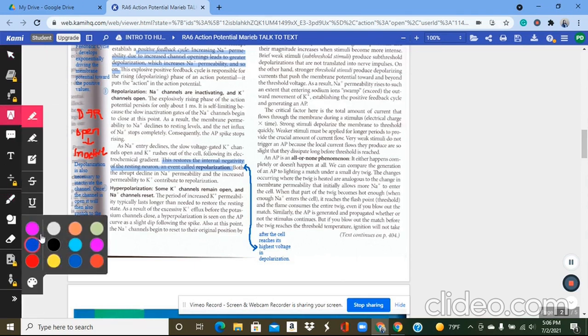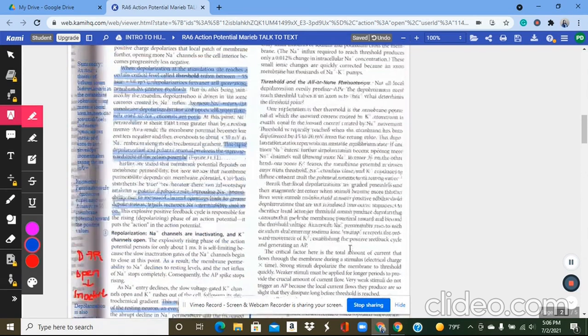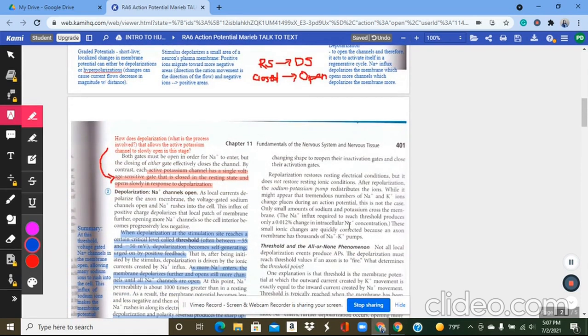Let me just pull up my annotation tool. Okay. As a result of the excessive potassium efflux before the potassium channels close, a hyperpolarization is seen on the AP curve as a slight dip following the spike. Also, at this point, the sodium channels begin to reset to their original position by changing shape to reopen their inactivation gates and close their activation gates. Repolarization restores the resting electrical conditions, but it does not restore resting ionic conditions.